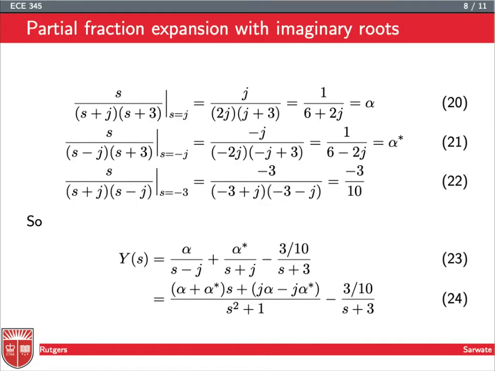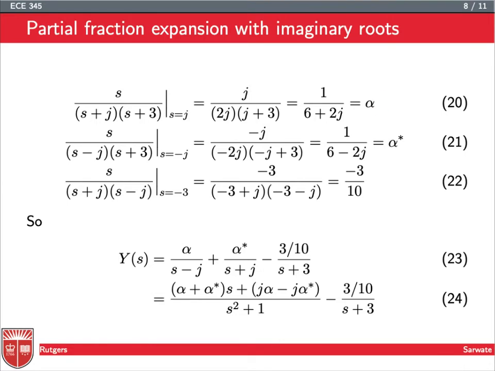Okay, so now we can do partial fraction expansion, this time with complex numbers. It's the same deal using complex numbers versus real numbers. So we cancel out the s minus j term in the denominator and plug in s equals j, and we get j over 2j times j plus 3. We cross multiply, don't forget that j is in the numerator, and we get 1 over 6 plus 2j, and I'm going to define this 1 over 6 plus 2j to be alpha.